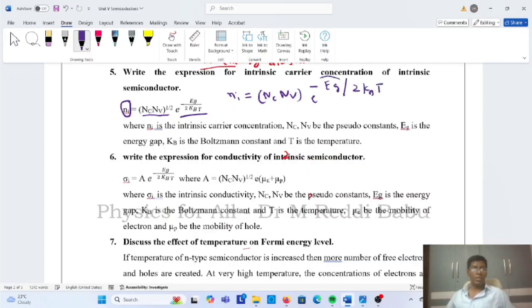Now in this expression, E is nothing but the energy gap present between the valence band and conduction band. Kb is the Boltzmann constant and T is the applied temperature. Now Nc and Nv are known as the conduction band constant and valence band constant. These are nothing but pseudo constants, or simply we can call them constants only.